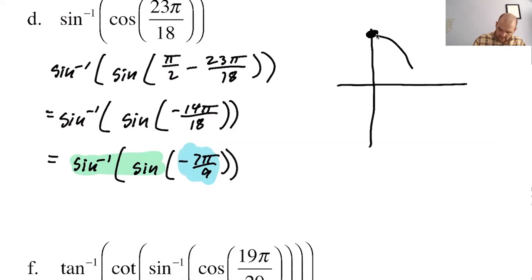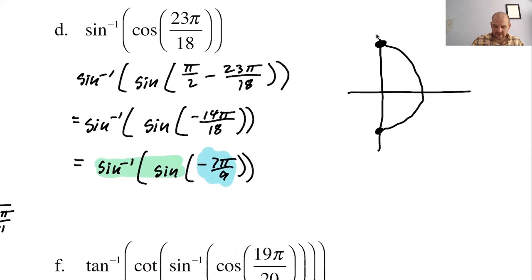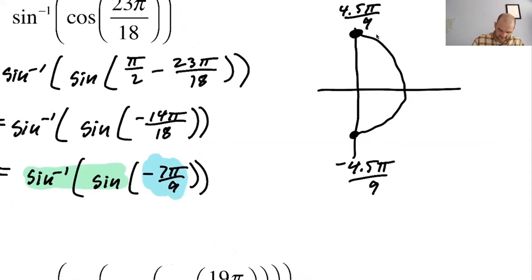Here, here, right? So we're doing over 9. So think of it, what's half of 9? 4.5, right? So this is 4.5 pi over 9, and this is -4.5 pi over 9. So -7 pi over 9 is going to be kind of like here. So sine is the y value, so we need the angle with the same y value that's actually in the range. So that's going to be here.